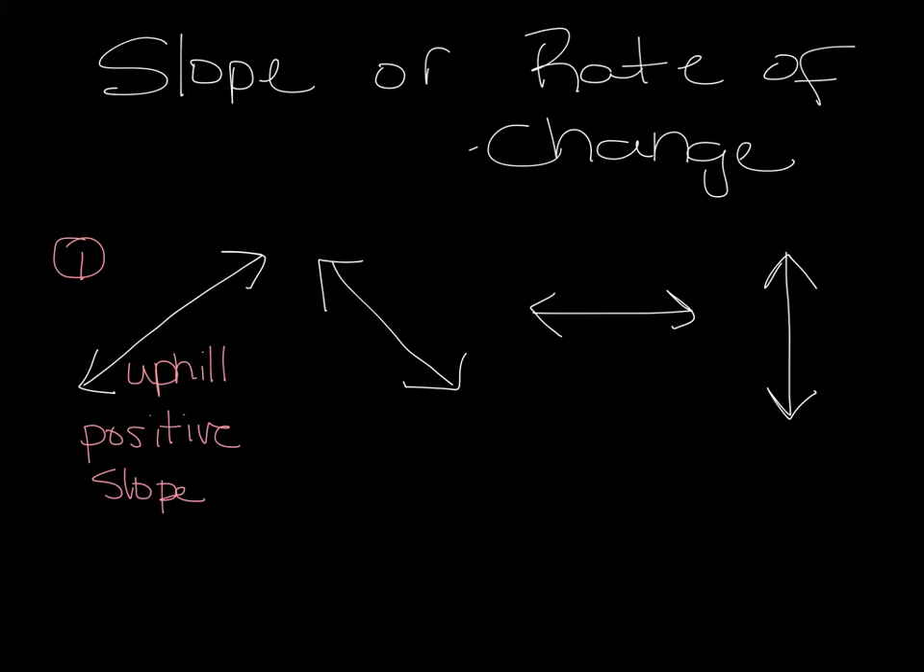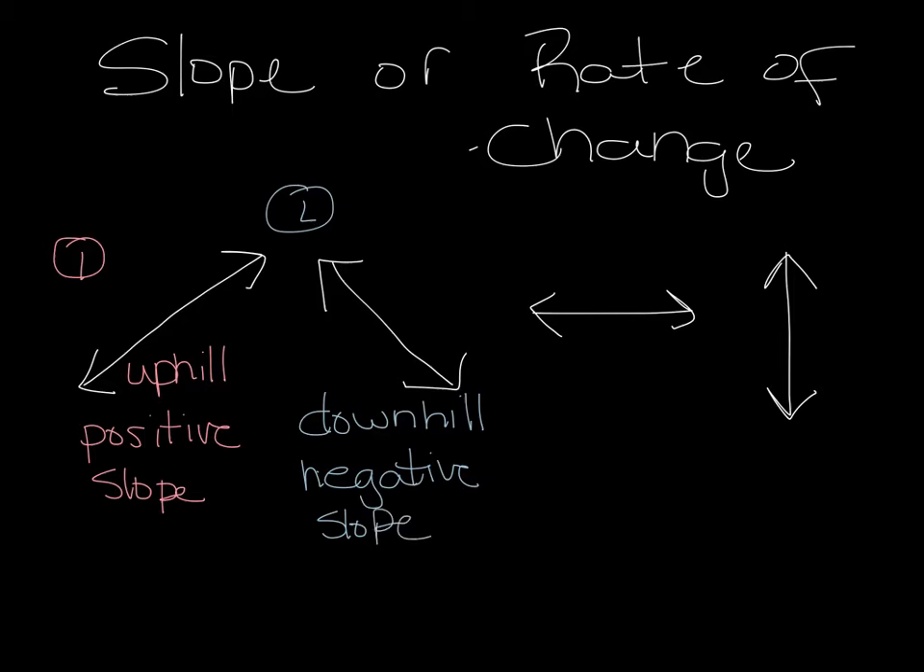In slope number 2, if you look at that line going from left to right, it's going downhill, which means that it has a negative slope. And then the next line, if you look at it, is going straight across. It's a horizontal line. So a horizontal line is flat. It has zero slope, and we always write the word zero for zero slope.